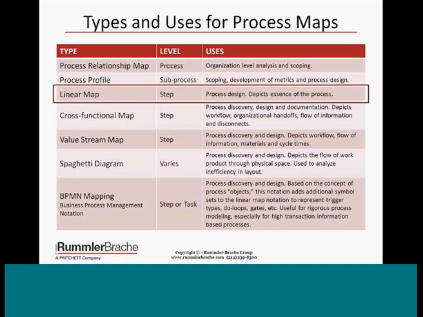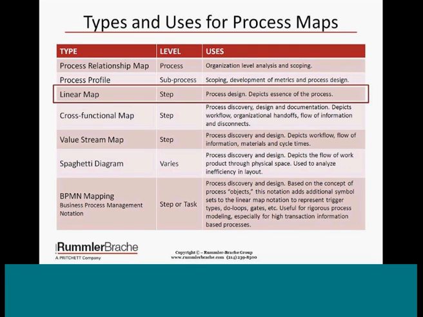Now, here are some different types of map and how they are used and how we might use them with the Rummler-Brache methodology. If you look at the top, we have a process relationship map, which we'll cover in another web seminar. This is how we show the relationship at the process level of an organization's process. It could be the entire organization, could be a business unit. It's very important for scoping and understanding where the priorities are at the highest level.